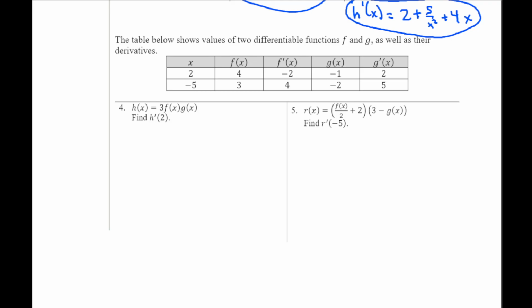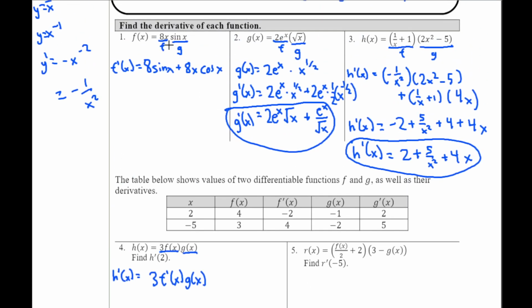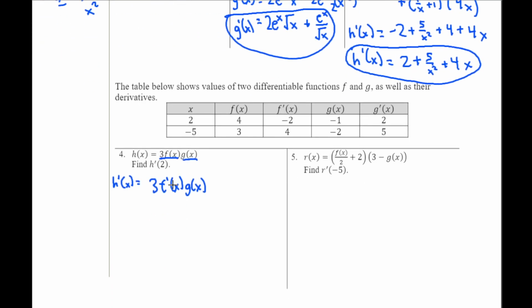So h of x is equal to 3f of x times g of x. Find h prime of 2. So before we can find h prime of 2, we've got to first find h prime of x. Product rule. So you can think about 3f of x as the f, g of x as the other one. So take the derivative of f, which is just 3 f prime of x, g of x. Again, this is purposely generic. Like the other ones here, we were given actual equations for the function, but here it's just left generically because later on we'll plug in the values from the table.